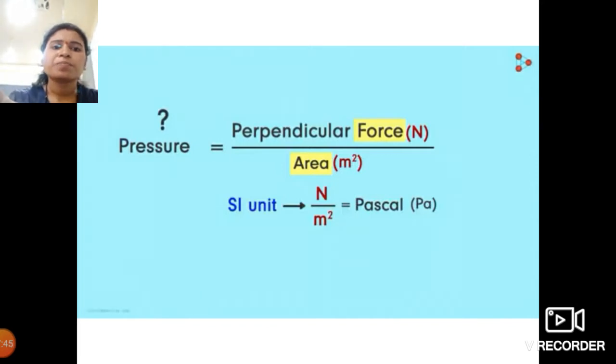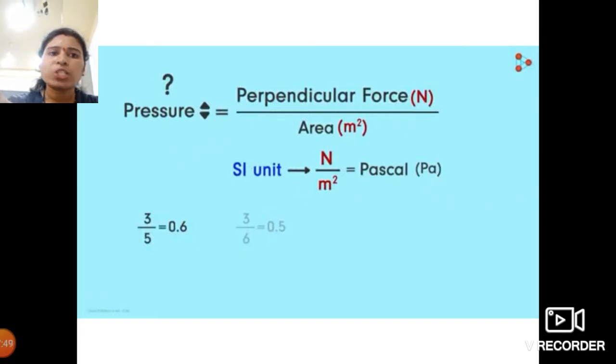See students, if I have a fraction and I keep the term in the numerator constant. Suppose I have the fraction 3 upon 5, and I keep the numerator, that digit 3, constant, and keep increasing the denominator.